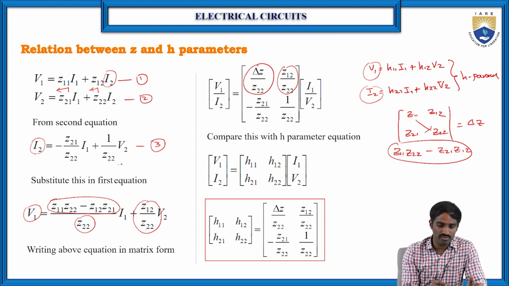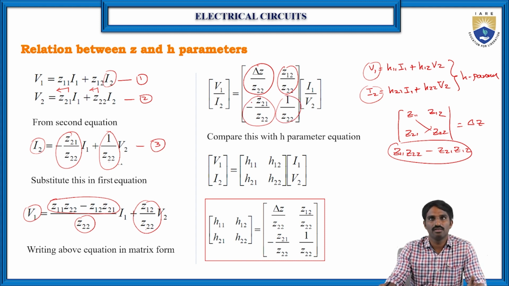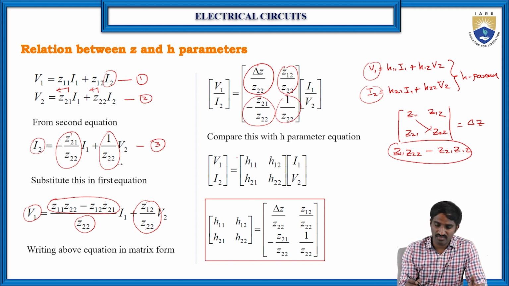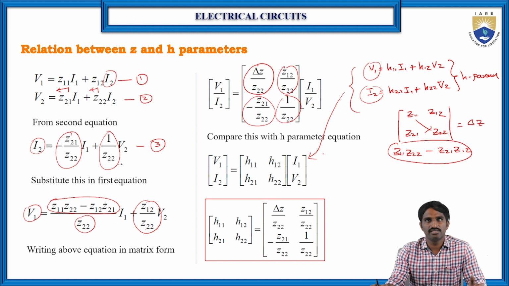Then similarly, when coming to I2, the coefficient of I1 is minus Z21 by Z22, and the same coefficient I have written here. And similarly, the coefficient of V2 is 1 by Z22, so here also it is 1 by Z22. Right. Now, this is the H parameters. I have written this equation in terms of matrix form. Then you will get an equation like this.